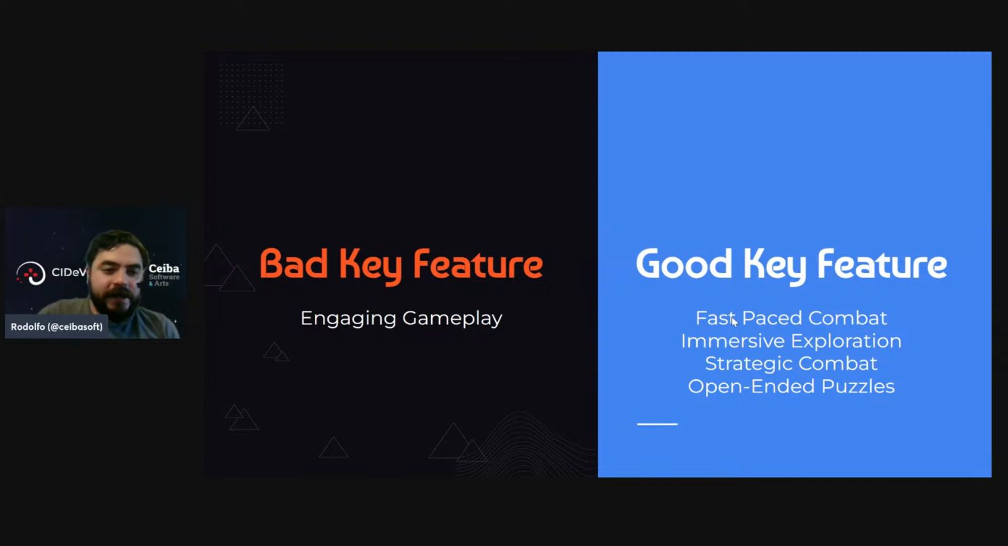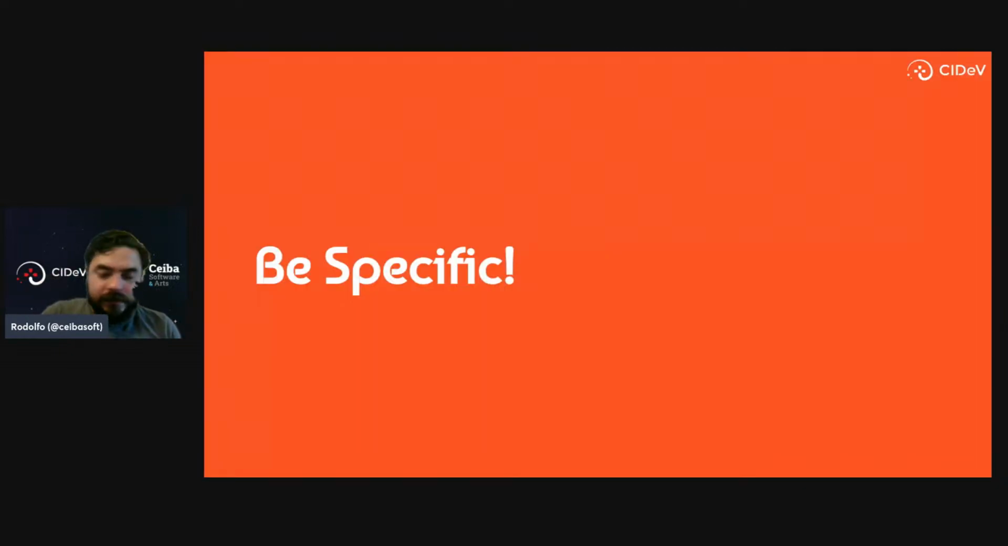But it's different if I start talking about how my game has fast-paced combat, or immersive exploration, or strategic combat, which is very different from fast-paced, for instance, open-ended puzzles, strong decision-making mechanics, things like that, that will help someone picture your game in their heads. We need to try to be as specific as possible. That's the main lesson here.